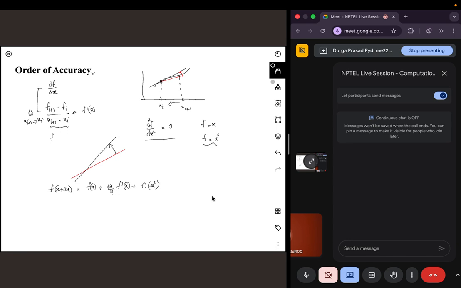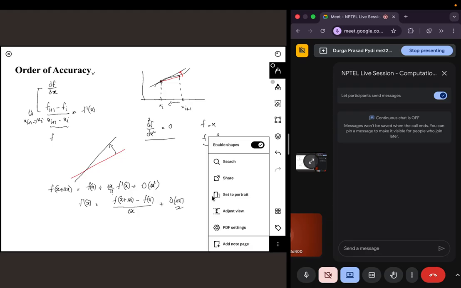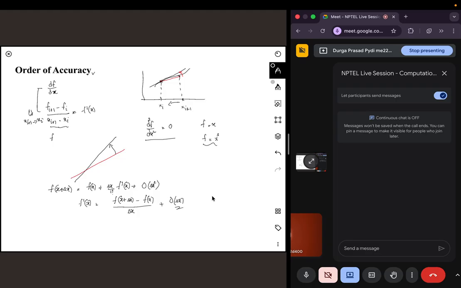So from this, if you were to approximate f prime of x, we get the expression plus some terms which are delta x squared, so that would become order delta x. So for this particular scheme, whatever is the power of delta x that we get here defines the order. Here it is 1, so this is first order accurate.